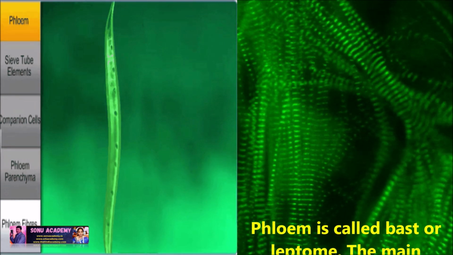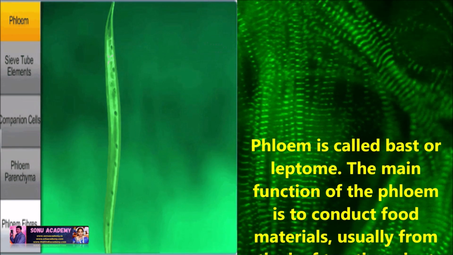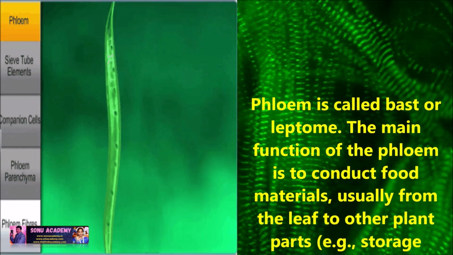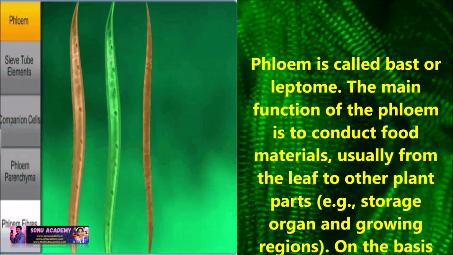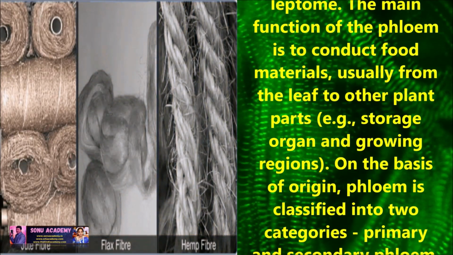Now let us discuss phloem. Phloem is also called bast or leptome. The main function of the phloem is to conduct food material, usually from the leaf to other parts of the plant, for example storage organs or growing regions.